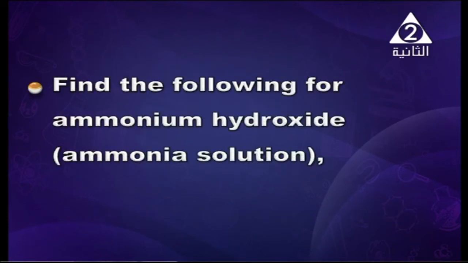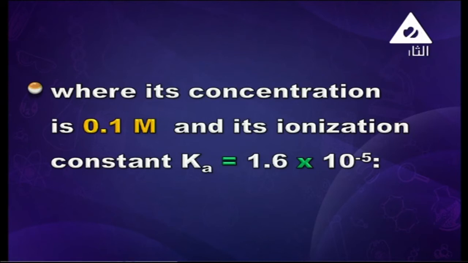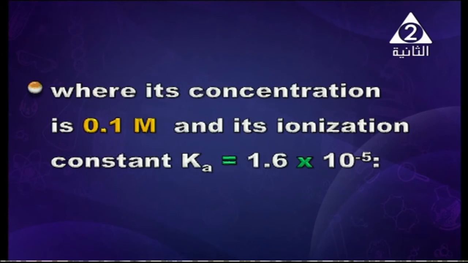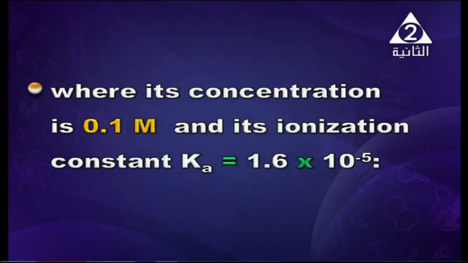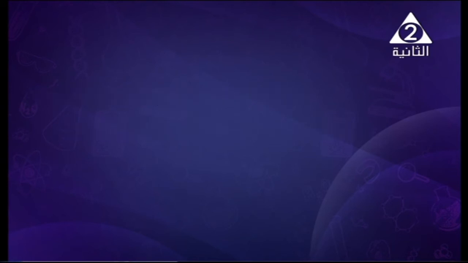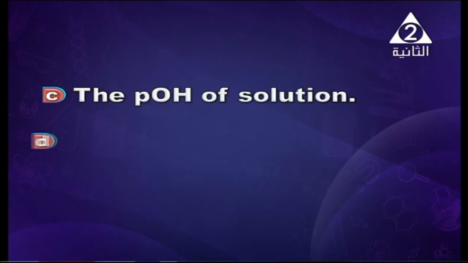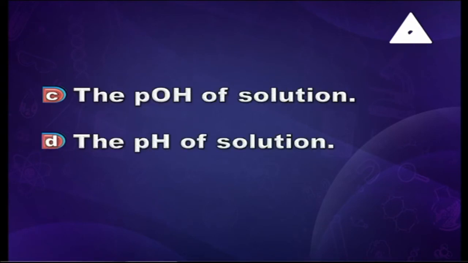Another example: find the following for ammonium hydroxide solution, or ammonia solution, where its concentration is 0.1 molar and its ionization constant Kb equals 1.6 times 10 to the power negative 5. Find the degree of ionization of the base, the concentration of hydroxide ion in the solution, and the pOH of the solution and the pH for the solution.